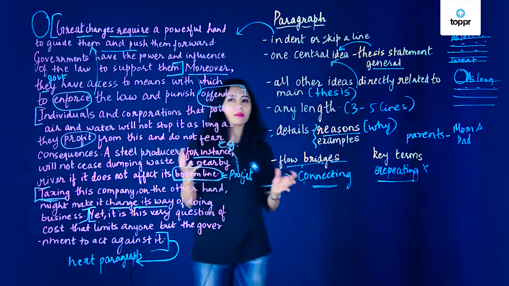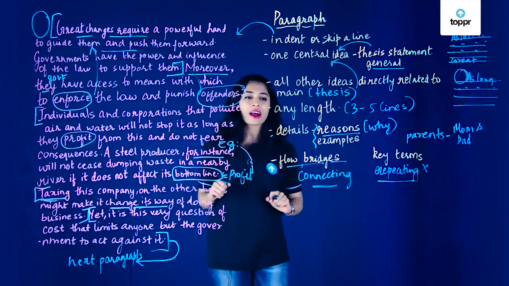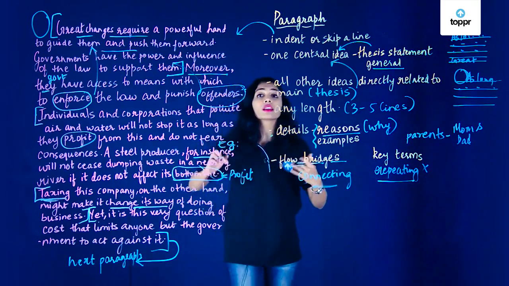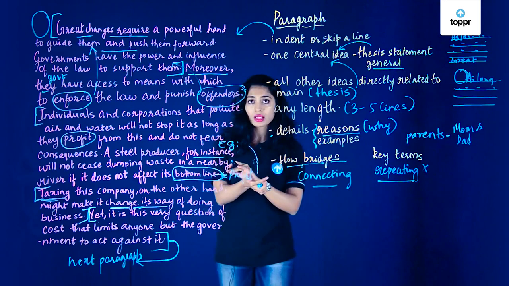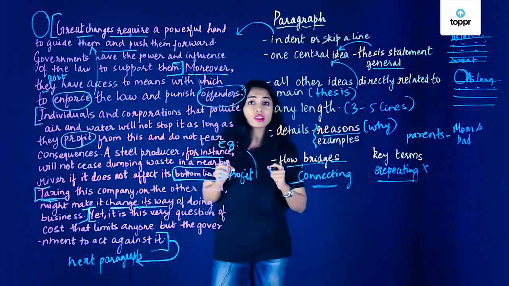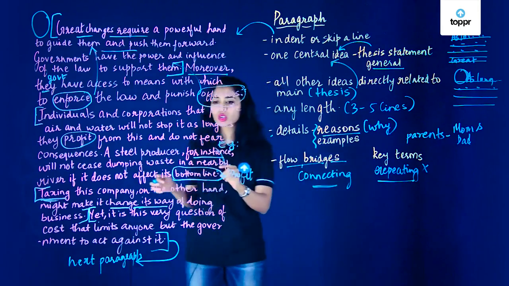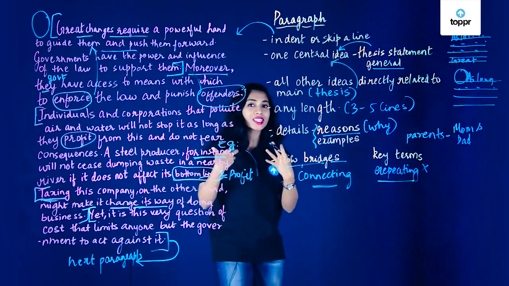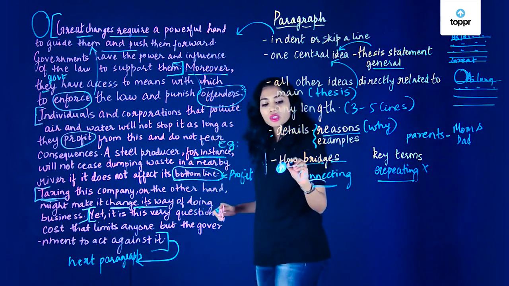A paragraph can be of any length. There is no hard and set rule as to the length of the paragraph, and it is very important to give details. So how do we give details to the reader? We do that by giving him or her reasons as to why it is important. Why is it important for the government to take some action against the corporations who pollute the environment? And we also give examples, which are very important as they create interest in the reader to further read the entire paragraph. And it is very important to use flow bridges.